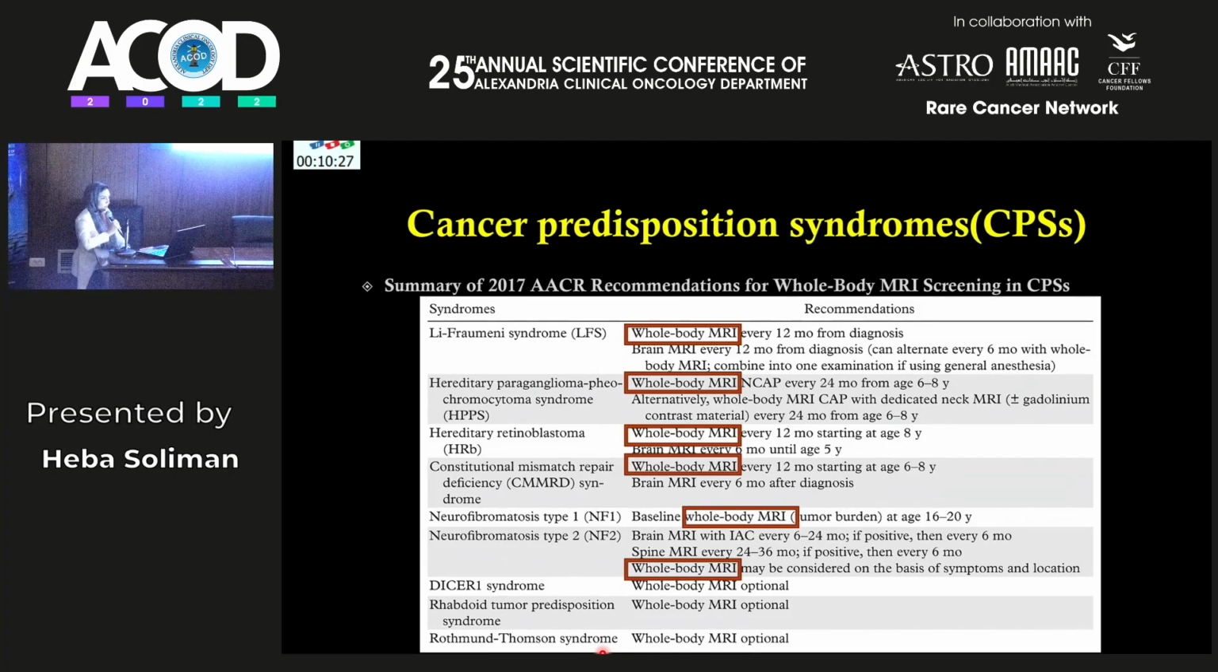NF2. Recently, in the recommendations by the American Association for Cancer Research, whole body MRI was formally added in the screening of these patients. For example, in Li-Fraumeni, hereditary paraganglioma-pheochromocytoma syndrome, and hereditary retinoblastoma, with the time intervals also added.